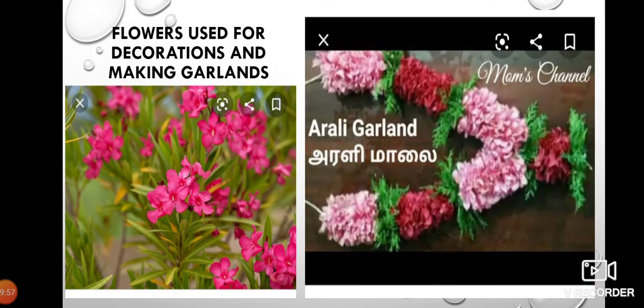The next slide shows the flowers used for decoration and making garlands. You can see these reddish color, pinkish color flowers. These are the oleander flowers. They are commonly used for making garlands. Apart from that, rose, tulip, rajnigandha are the flowers which are used for decoration and for making garlands. Garlands made of nerium are used for worship during the Onam festival in Kerala. So you can see here in this slide the garland which is made up of nerium flower.